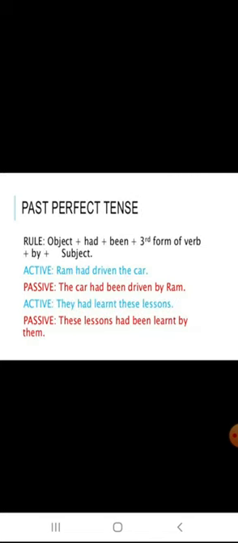Then past perfect tense. First is the object, then had plus been plus the third form of a verb plus by plus subject. Now let us see, the active voice is: Ram had driven the car. The passive voice: The car had been driven by Ram. We used been. They had learnt these lessons. These lessons had been learnt by them.